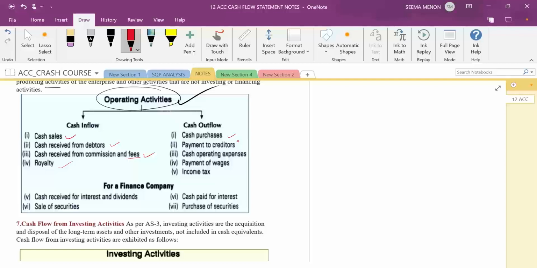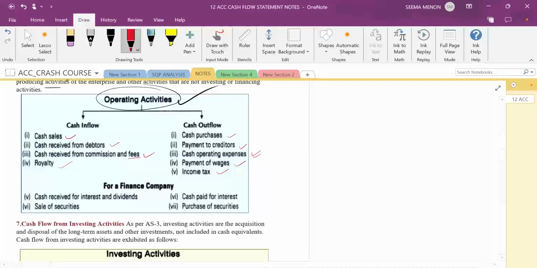Cash purchase, that is an outflow payment. Payment to our third party creditors, suppliers, etc. Cash operating expense for routine activity, daily for the operation. What are the expenses we pay? All the expenses we incur for daily activity. Payment of wages to the worker. Income tax payment, which we have to pay at the end of the year. So all these are the outflows.